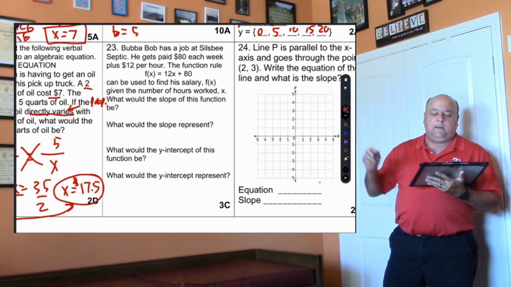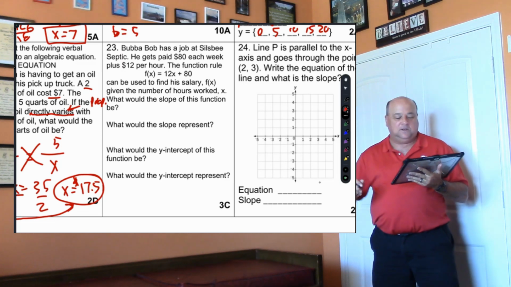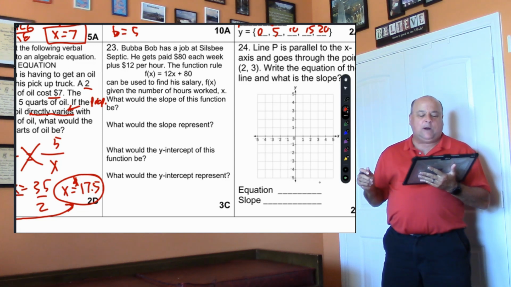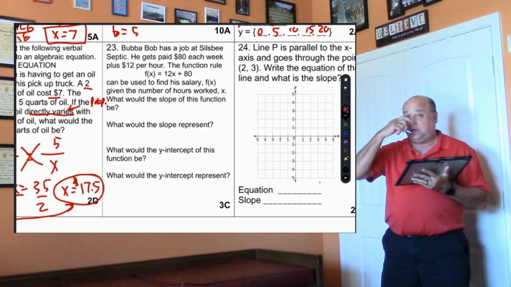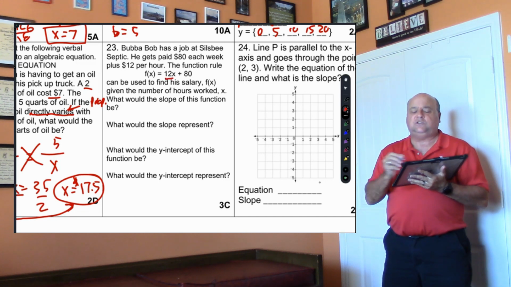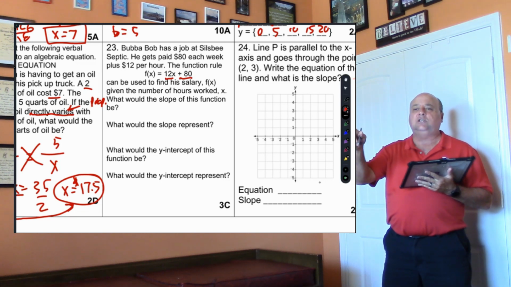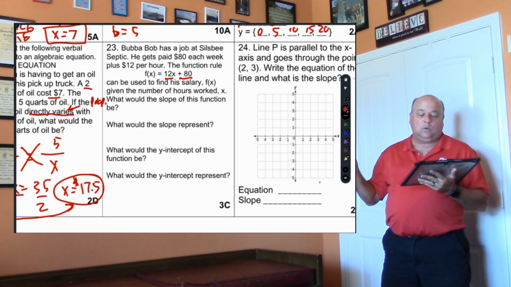Bubba Bob has a job at Silsbee Septic. Oh, life is good. He gets paid $80 each week plus $12 an hour. He's racking in the cash. The function rule can be used, 12x plus 80. Remember, this right here is the slope, and this is his starting amount, right? So every week he starts off with $80, and then his dollars grow by $12 every hour he works.